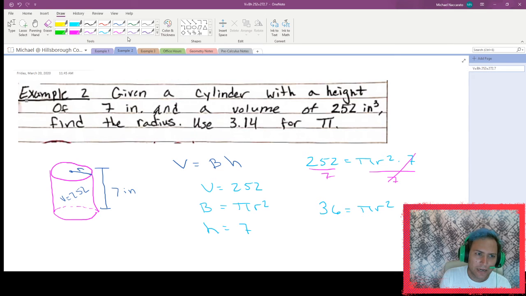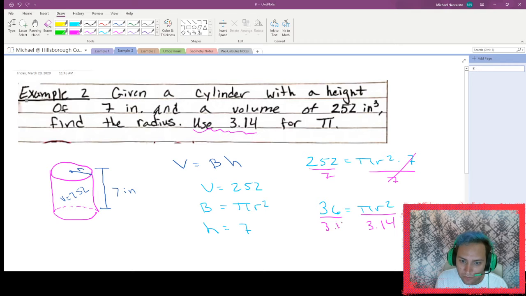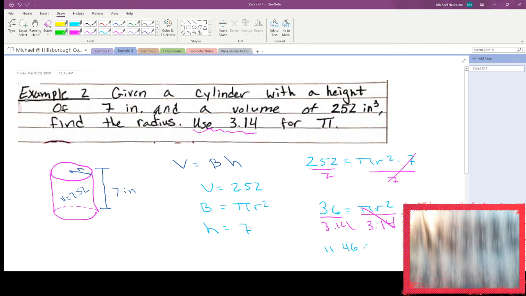Next thing I got to do is I got to get rid of the pi. Now, we're going to be very mindful of the fact that it said use 3.14 for pi. Don't use your pi button because you'll get it wrong. So divide by 3.14, divide by 3.14. My pi and 3.14 cancel, and this leaves me with a decimal, right? It's a crazy decimal. You'll want to leave it in your calculator. It rounds to 11.46. So I have 11.46 equals r squared. Again, like I said, leave that in your calculator, though.